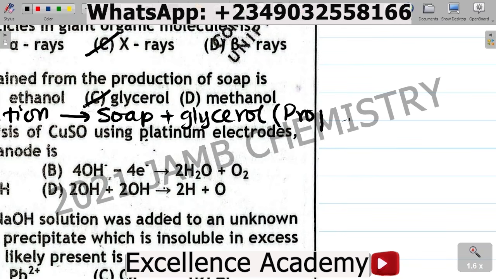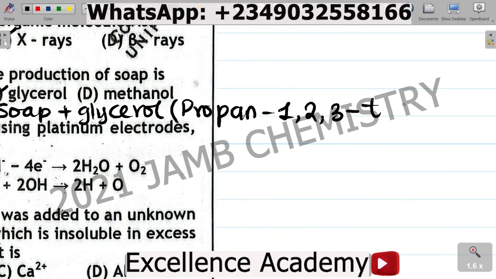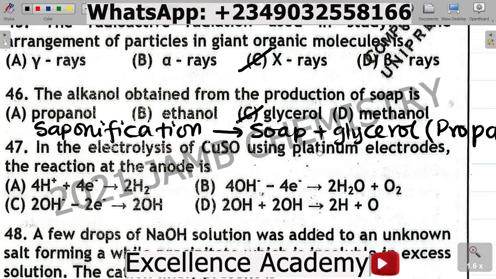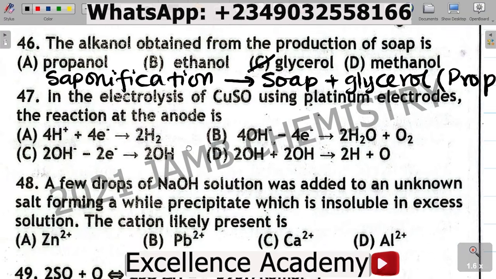All right, so it produces propan-1,2,3-triol. And this is a trihydric alcohol. This is the same thing as glycerol. So the correct answer there is glycerol.